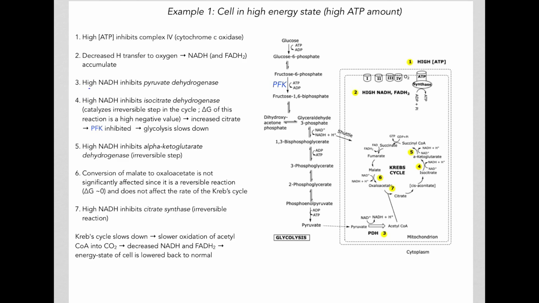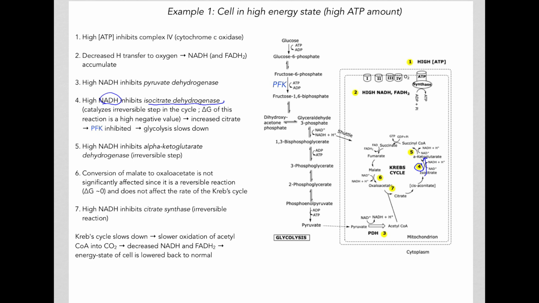Now, the high amount of NADH present under these conditions is going to inhibit certain enzymes. For example, it will inhibit the pyruvate dehydrogenase complex, the PDH reaction here. So this enzyme will be inhibited by the high concentration of reduced coenzyme NADH. The high NADH concentration will also inhibit isocitrate dehydrogenase. This is the enzyme that converts isocitrate to alpha-ketoglutarate. So this enzyme will be inhibited.